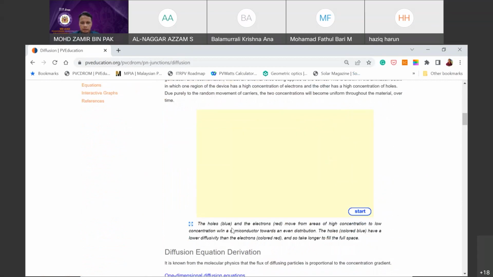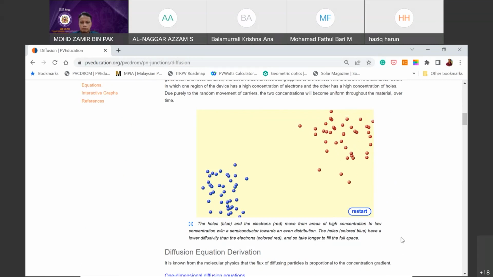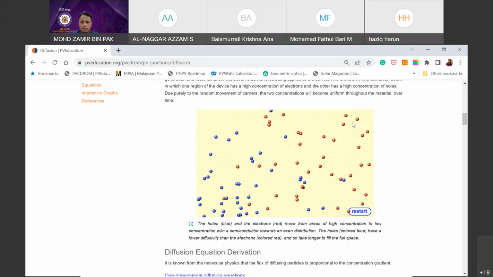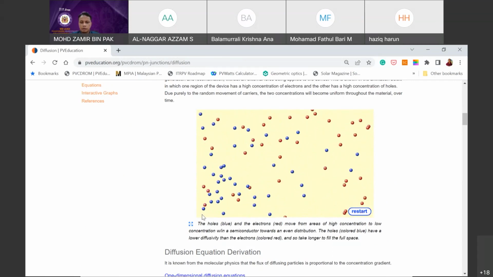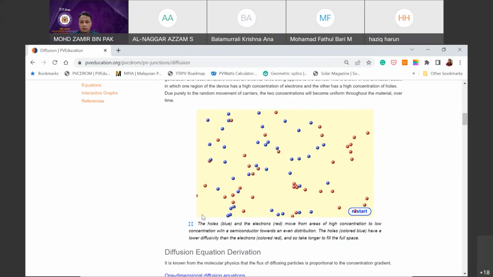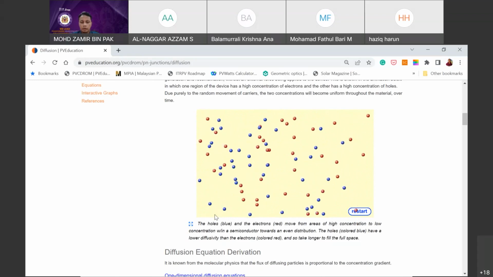The holes and the electrons. Holes are blue, electrons are red, moving from the areas of high concentration to low concentration within a semiconductor towards an even distribution. Bear in mind that the aim or the final step will be even distribution. The moment we have achieved even distribution, the diffusion will stop. We start off with electrons on the upper right, and holes on the bottom left, and then you're going to see diffusion of both carriers to fill the whole region here.